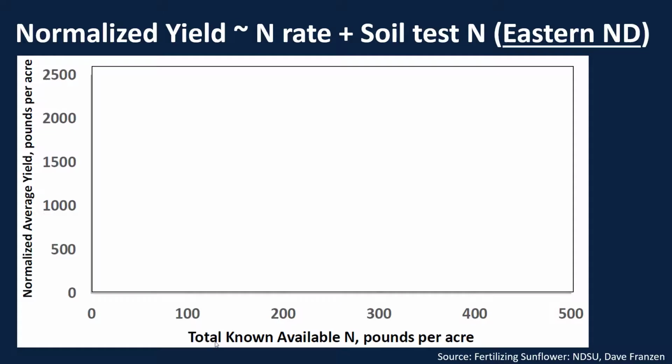So the next thing we're going to do to try and improve relationships between nitrogen fertilization and sunflower yield is we're going to normalize our yield. We're going to put all the sites that may have different yield potentials, different yield levels, on the same scale. And that's what our y-axis is on this graph, and then we're going to regress it against our total known available nitrogen and look at the results there.